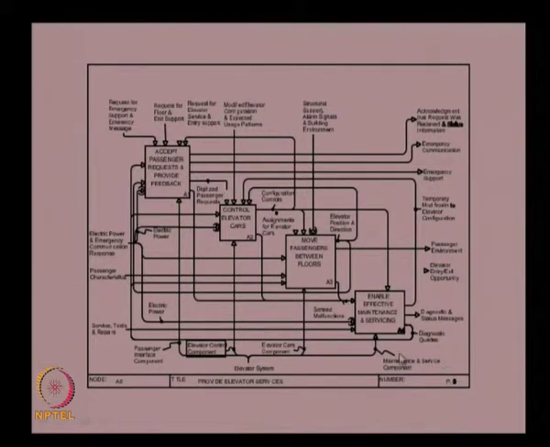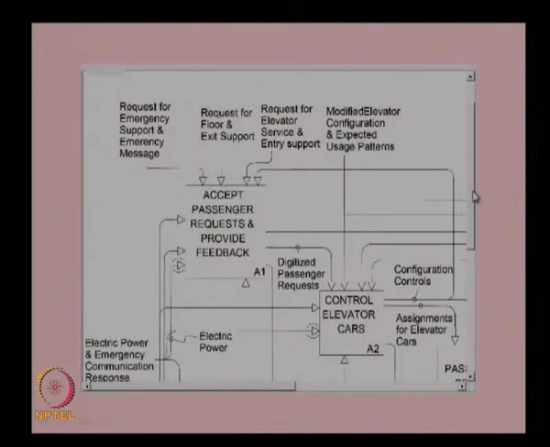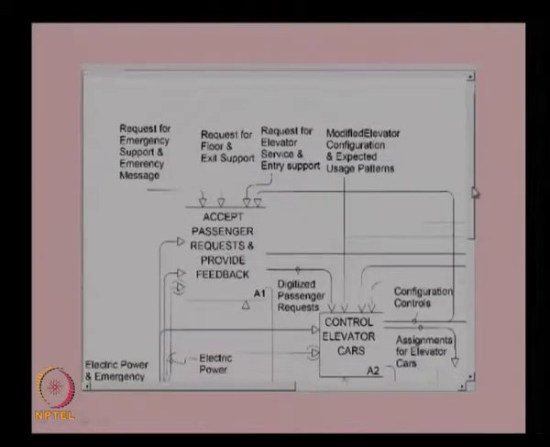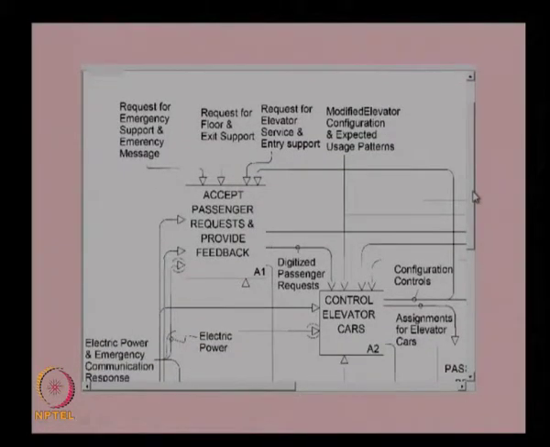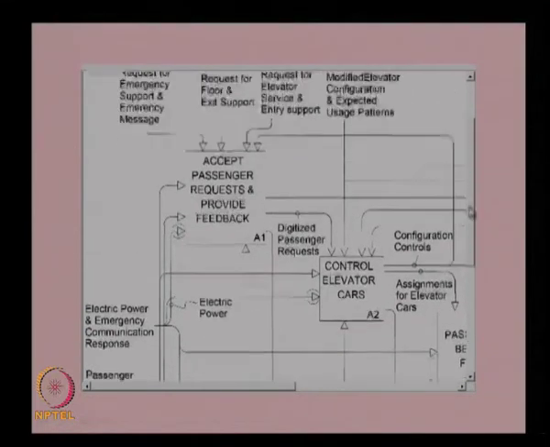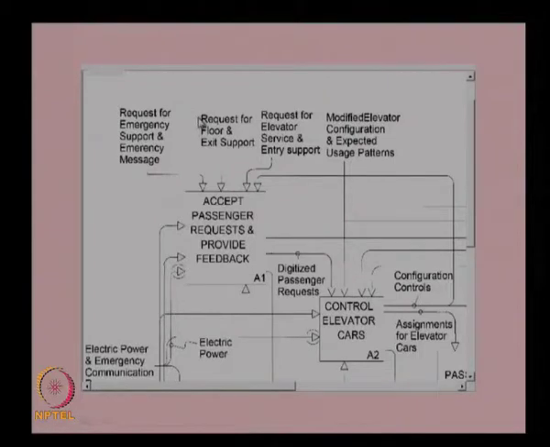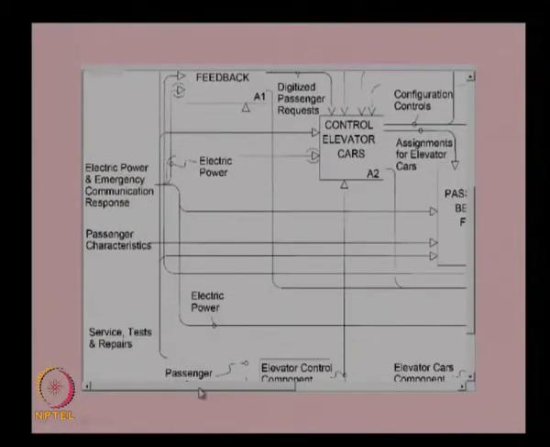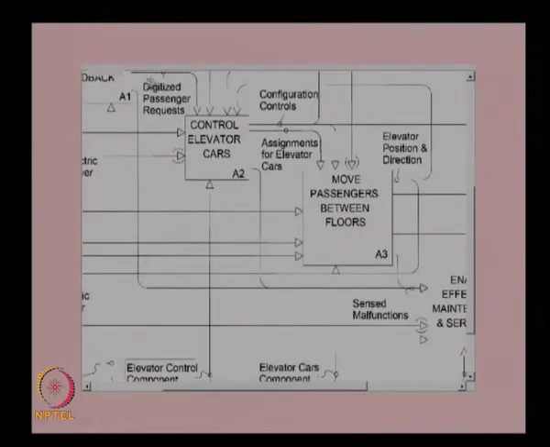To go into the details, as you can see here, this is basically the decomposition A1, A2, A3, A4. Basically, we are taking the A0 function and dividing it into A1, A2, A3 and A4 as shown here. So, this is A1, A2, A3 and A4.